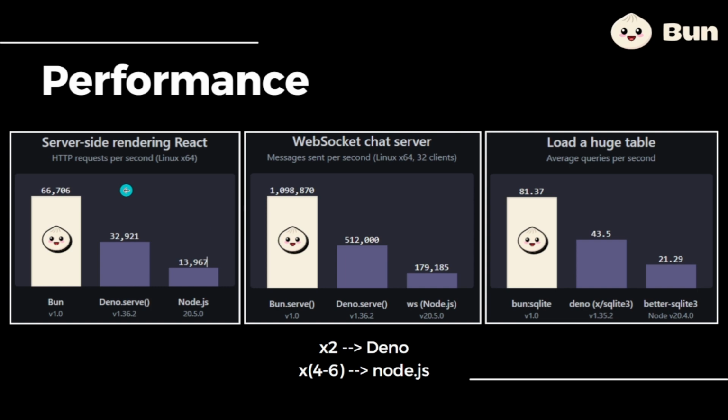The first one shows the number of requests per second on server-side rendering React. The second shows the number of messages sent per second on a WebSocket chat server. And the last is the number of queries per second from loading a huge table. You can see that the overall performance of Bun is 2 times faster than Deno and 4 to 6 times faster than Node.js.